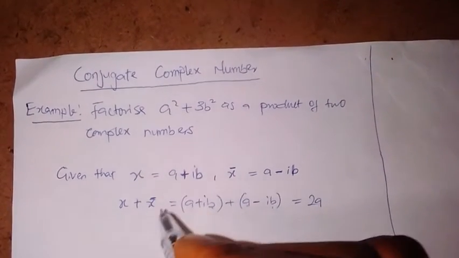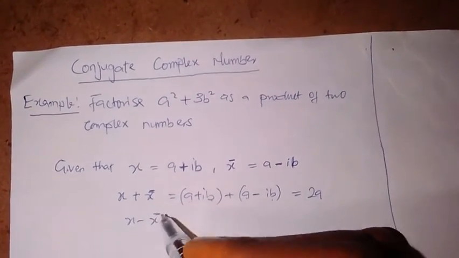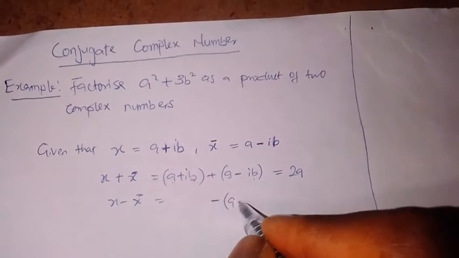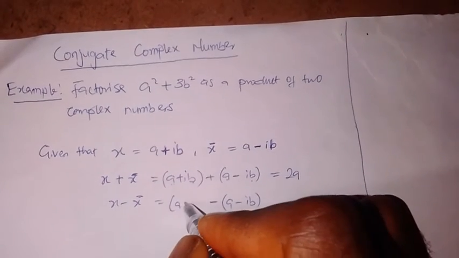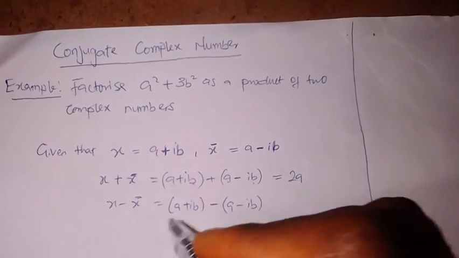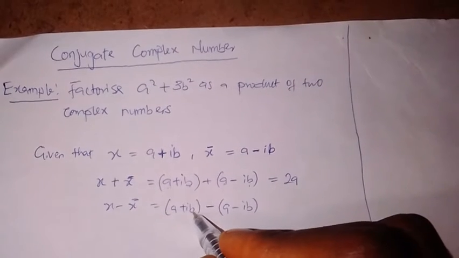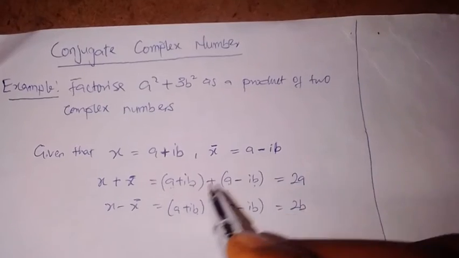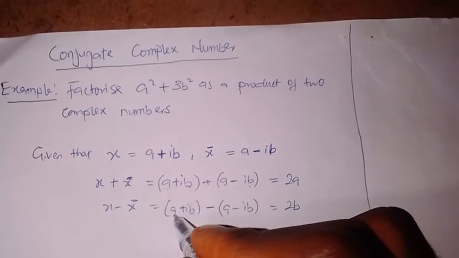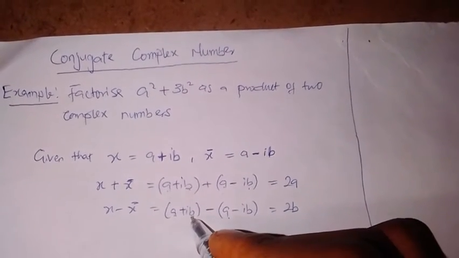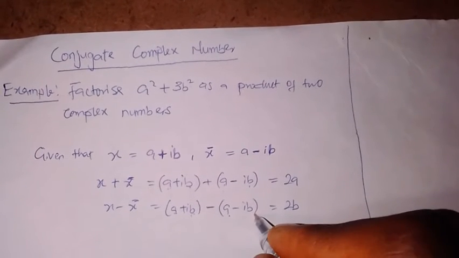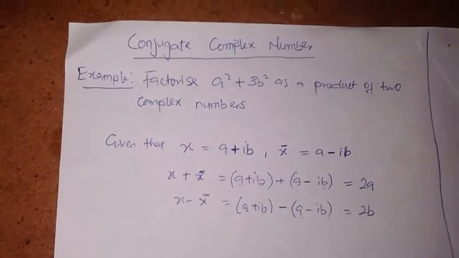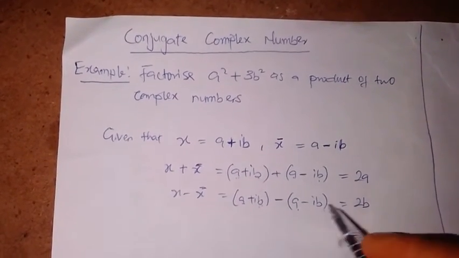Now for x minus x bar, what will that be? This minus this. I'm going to have 2b, that is 2bi. Now a minus a is gone, then ib minus minus ib gives me 2ib. So that's the subtraction.